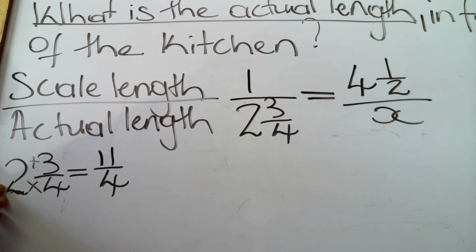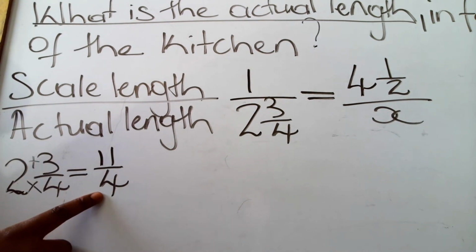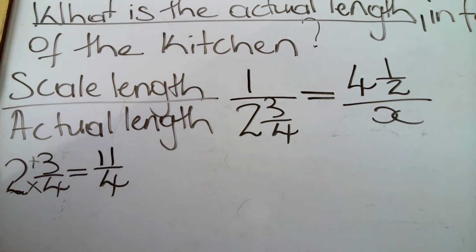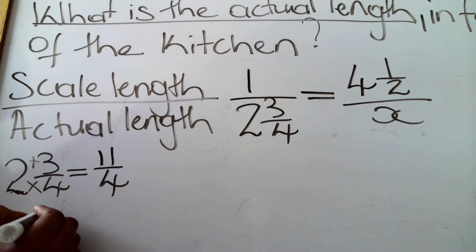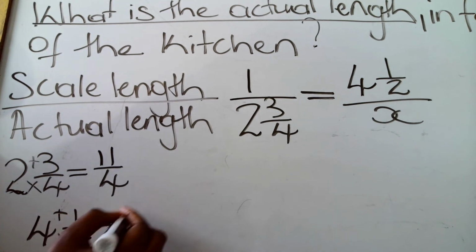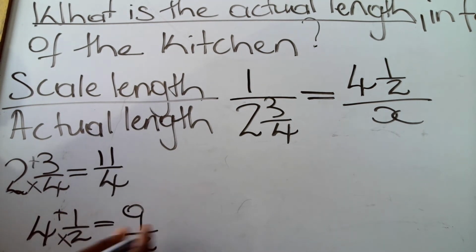So to change a mixed fraction to an improper fraction, you multiply the denominator with the whole number. 4 times 2 gives us 8. Then you add the numerator to it. So 8 plus 3 would give us 11, and you write back the same denominator. So that's 11/4. Alright, let's do 4.5. 4 1/2: multiply the denominator with the whole number, add the numerator. 4 times 2, 8. 8 plus 1 is 9, and we write back the same denominator.